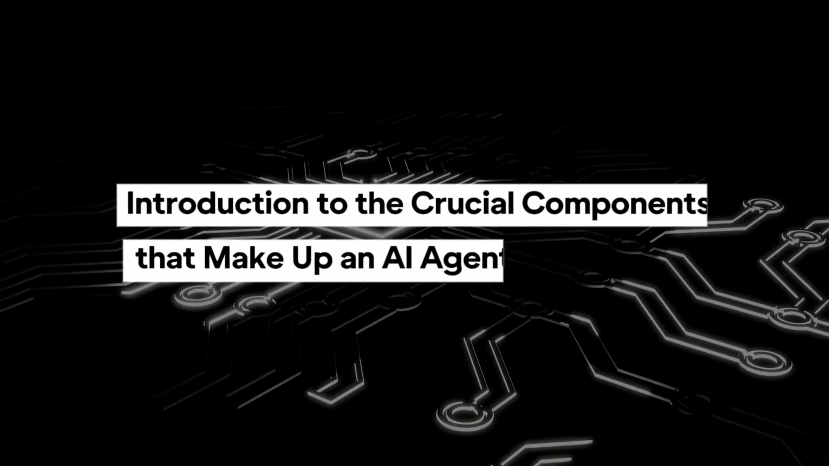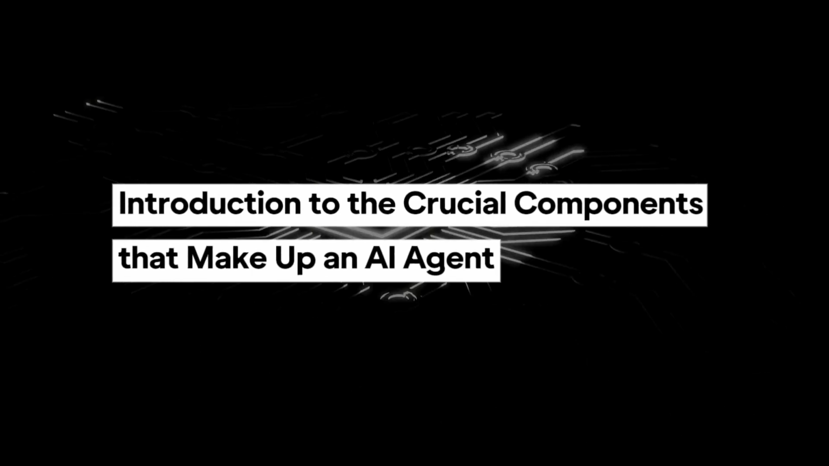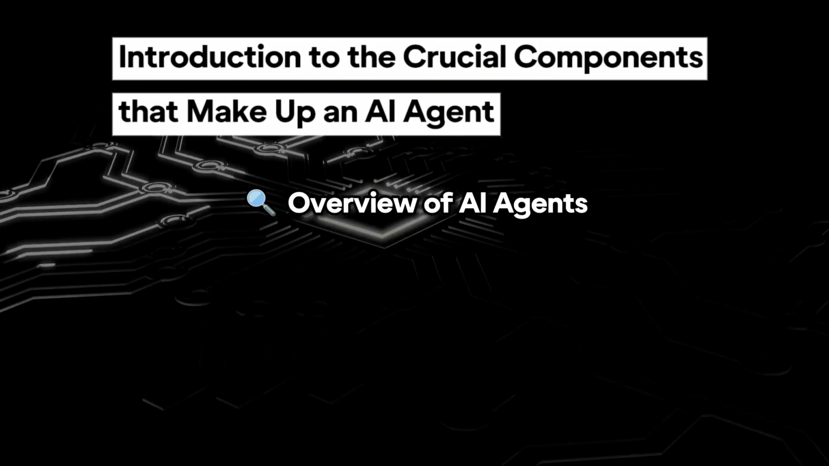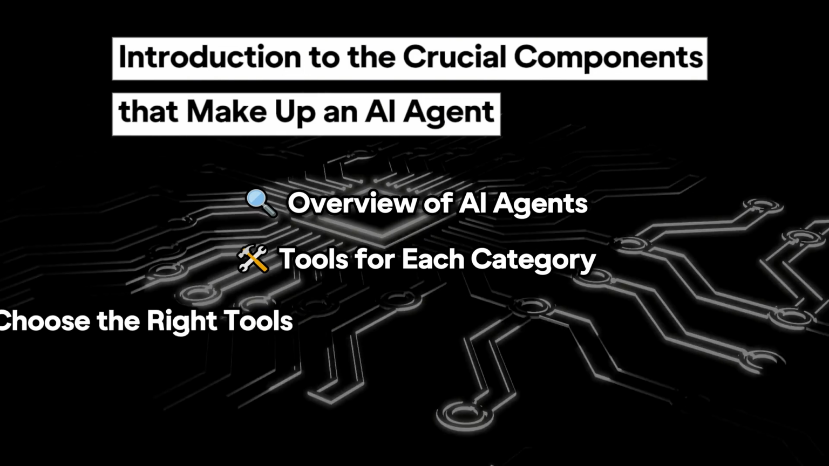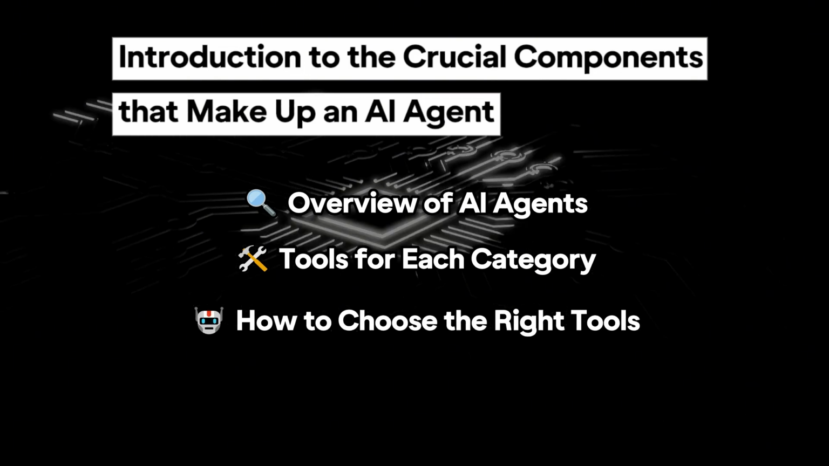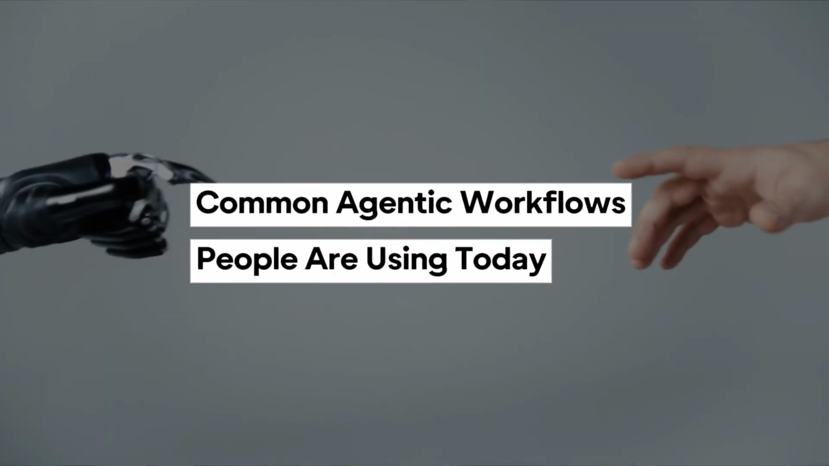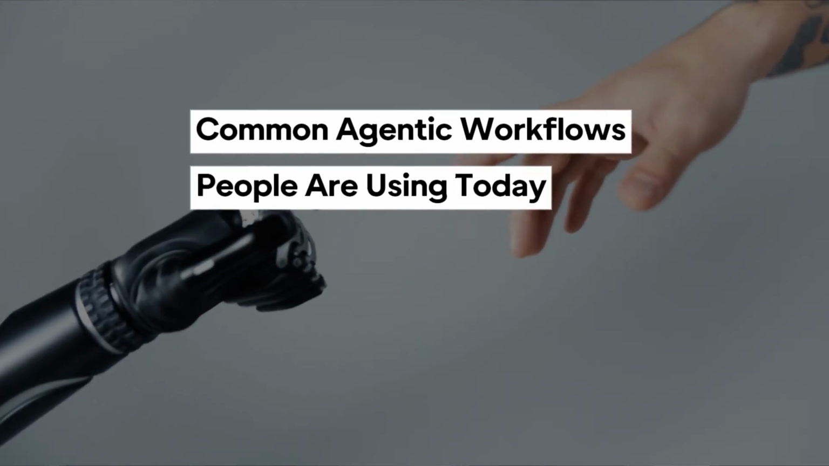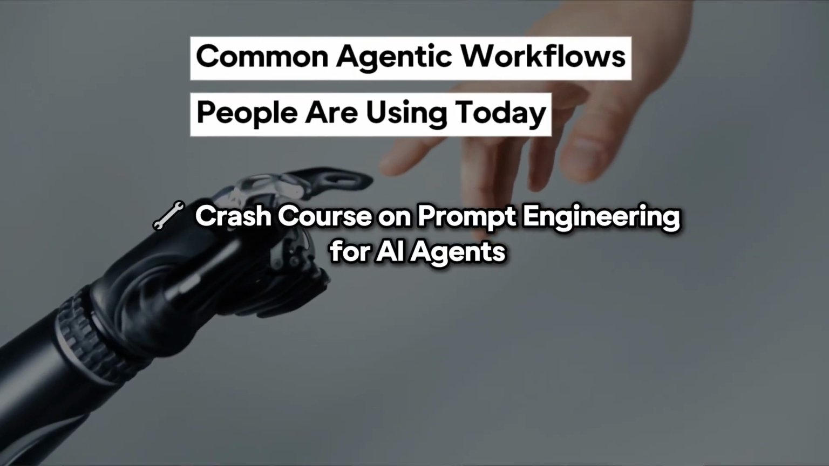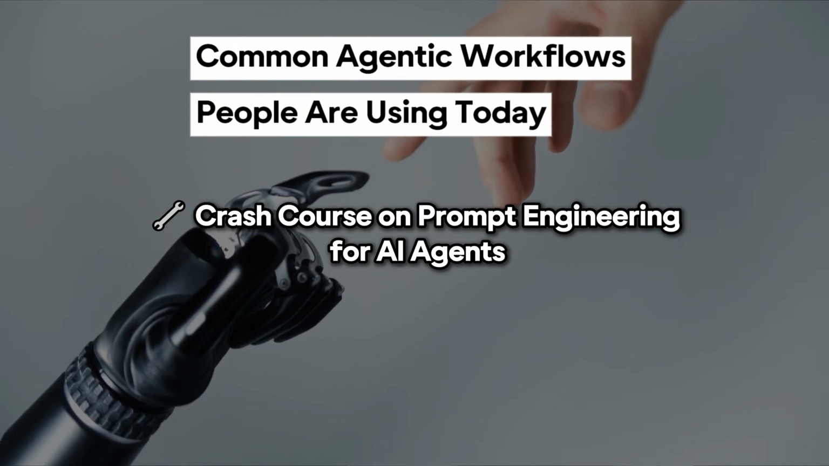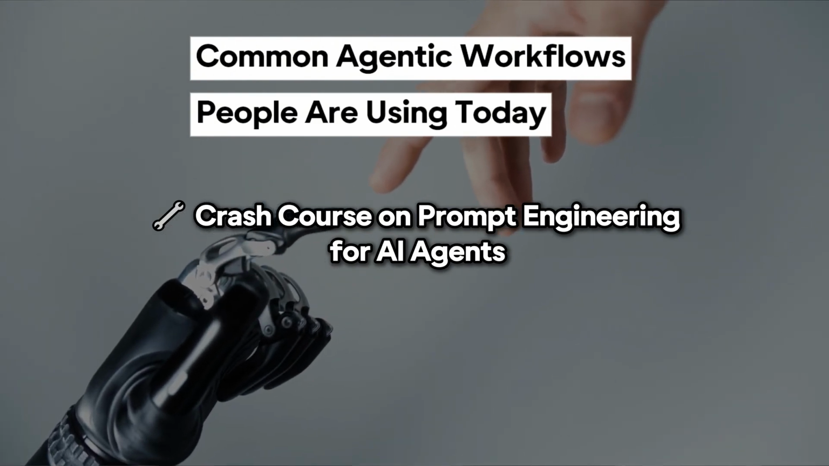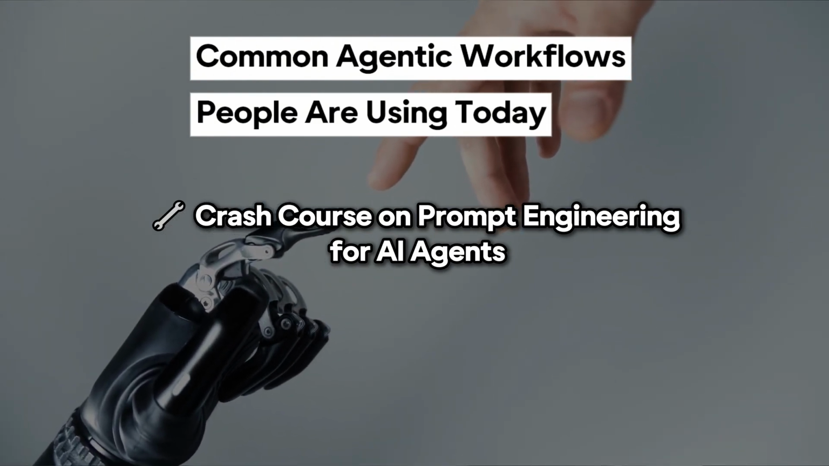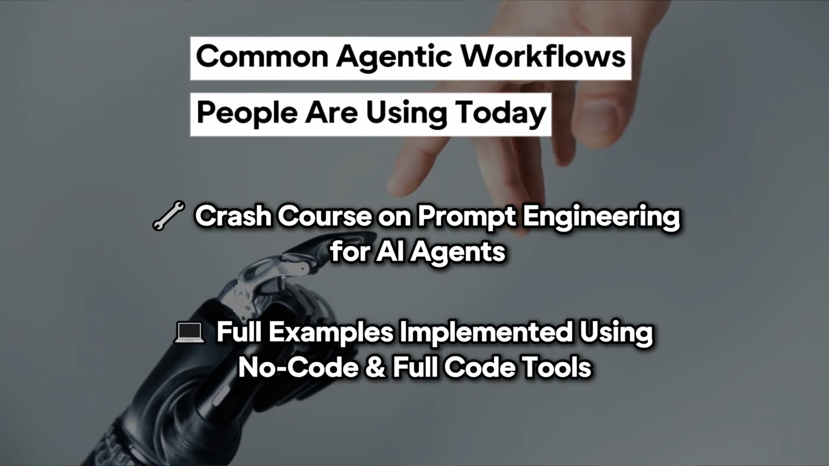This is the exact structure of the video. First, I'm going to list the crucial components that make up an AI agent, what they are, what category they are in, and how to choose the best tool for the job. Next, we are going to dive deep and talk about the common agentic workflows being used today. I'll also include a crash course on prompt engineering for agents because the prompt is the foundation of the agent. Next, I will walk through full examples of applying your agent using no-code and full-code tools as well.